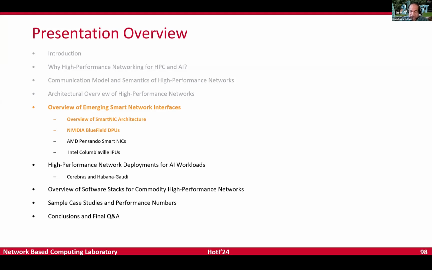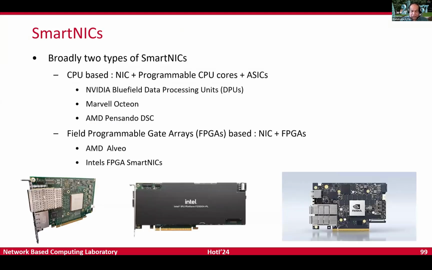So let's move to the next section. We saw that these are the regular networks. We introduced RDMA, which adds some kind of intelligence, but now the field is moving into smart NICs, and that's what we'll be talking about here. We'll go through an overview of the smart NIC architecture, NVIDIA BlueField DPUs, then AMD Pensando, and also the Intel Columbiaville IPUs.